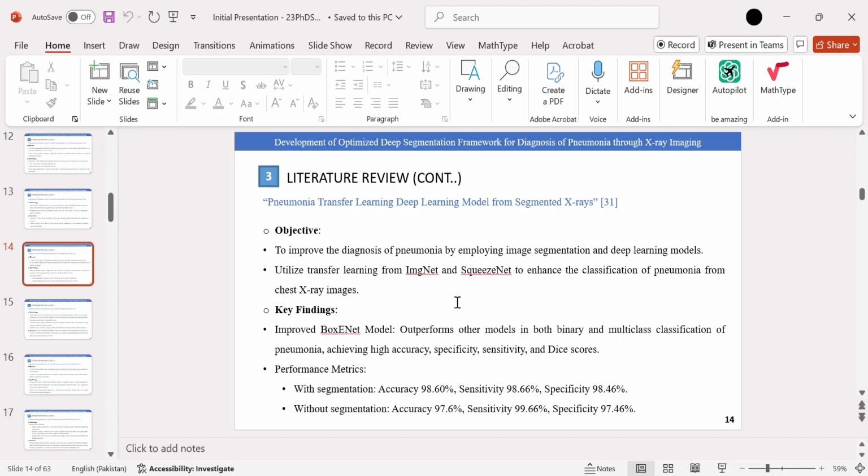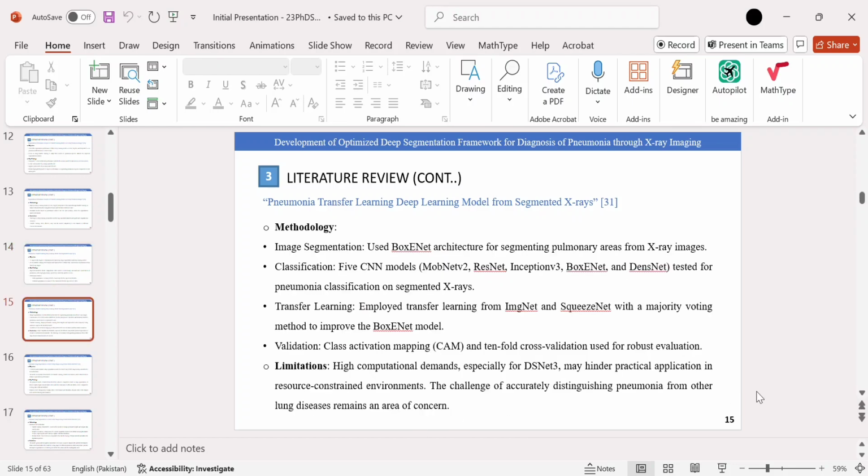And this is another paper with the title Pneumonia Transfer Learning Deep Learning Model from Segmented X-ray Images. They worked on transfer learning models from ImageNet and SqueezeNet, and worked on the BoxCNet model, and they improved their results. It was observed that with segmentation, the accuracy is about 98.6%, and without segmentation, the accuracy is 97.6%.